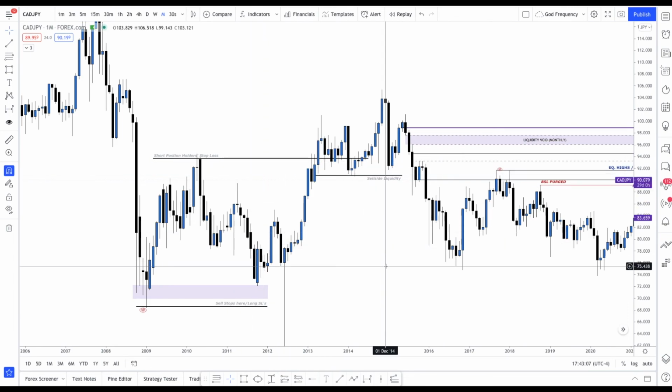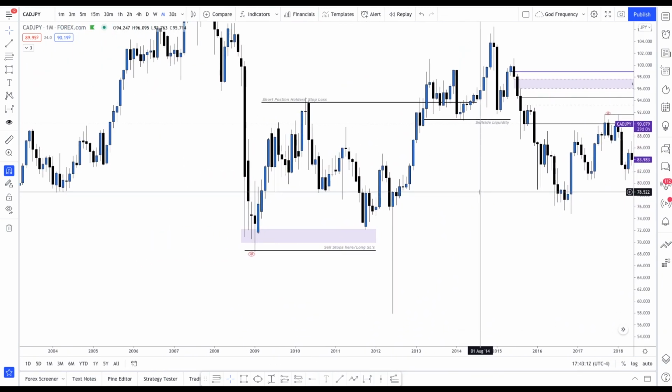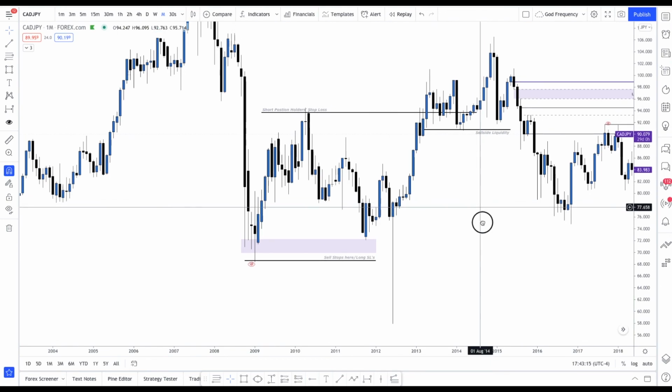All right. So in the next video, I'll get a little bit more advanced. I just want to give you a quick basic introduction to what is liquidity and how you can use it.